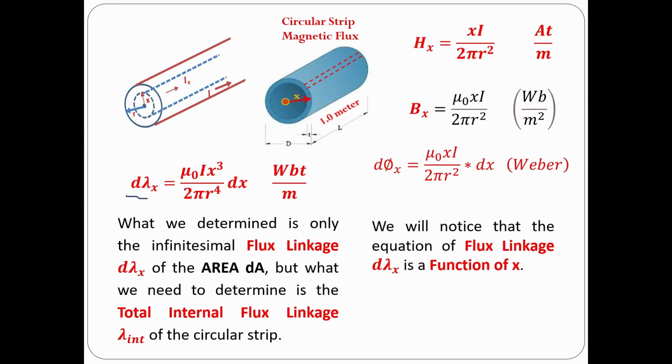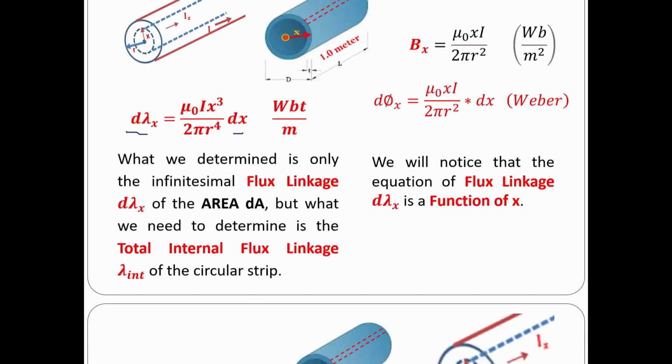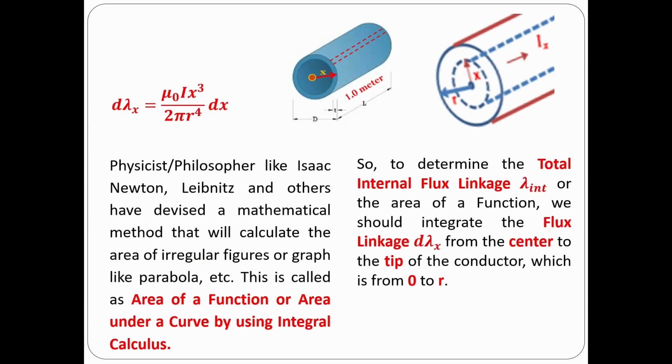But what we need to determine is the total internal flux linkage of the circular strip. We will notice that the equation of flux linkage, dλx, is a function of x. As determined already in the previous slide, the equation of flux linkage is μ₀Ix³ over 2πr⁴ dx, and it appears as a function of x. This is only the equation of flux linkage of one slice of this circular strip.